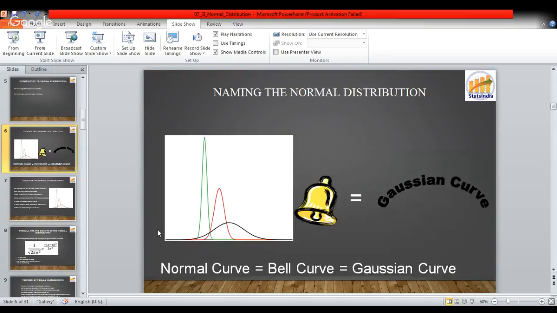It is named the normal curve, or normal distribution. Its shape is like a bell, that is why it is also known as the bell shape. It was developed by Gauss, that is why it is also known as the Gaussian distribution or Gaussian curve.